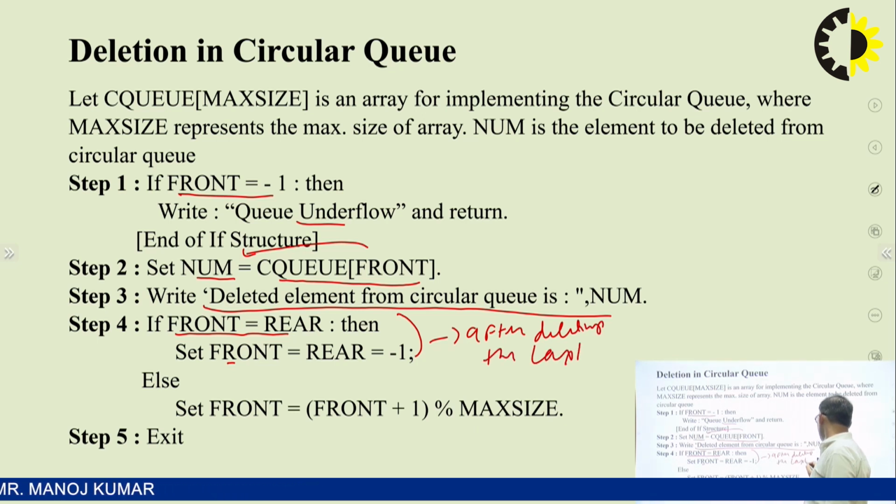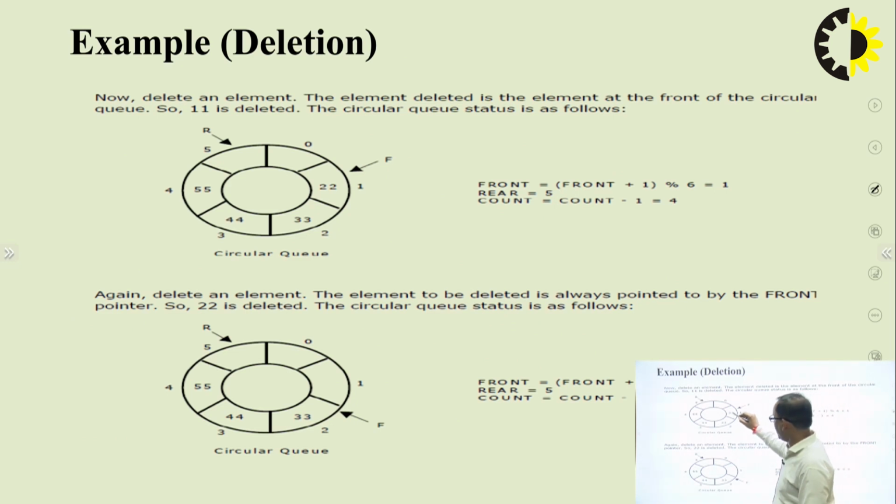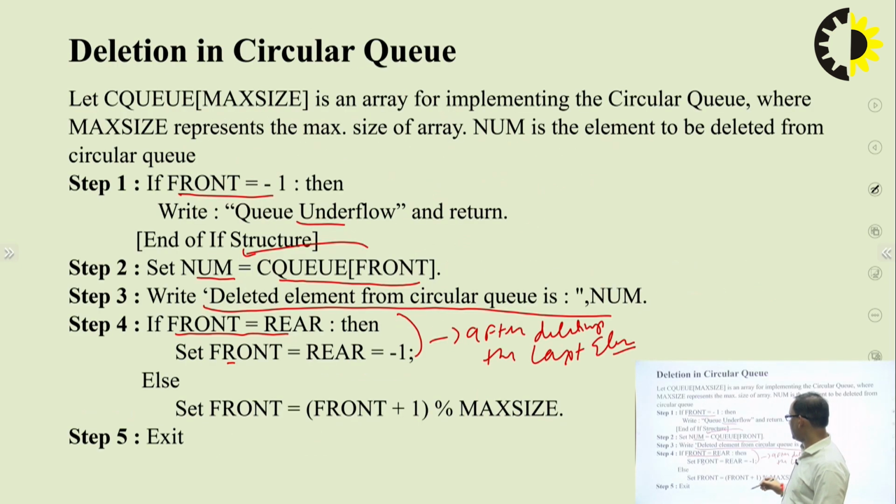Suppose in the queue there are 5 elements. We have deleted this, this, this, and this. After deleting this last one, the whole queue becomes empty, and in order to represent the empty queue, we have to set the value of front and rear as -1. So this step is used whenever we are going to delete the last element. After deleting the last element, the queue becomes empty, and this condition is set.